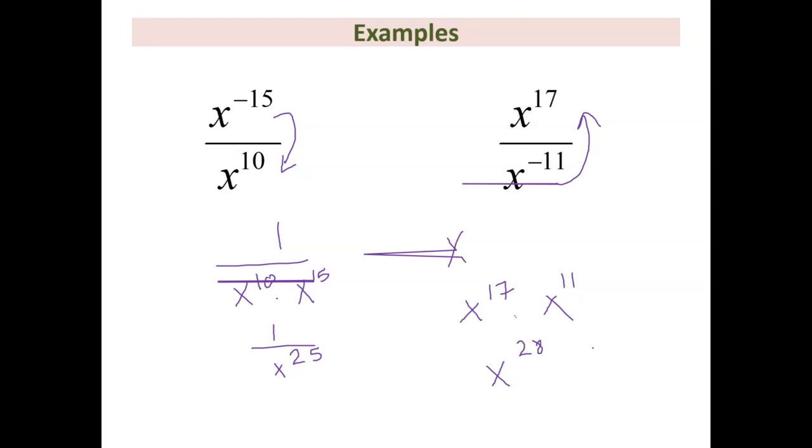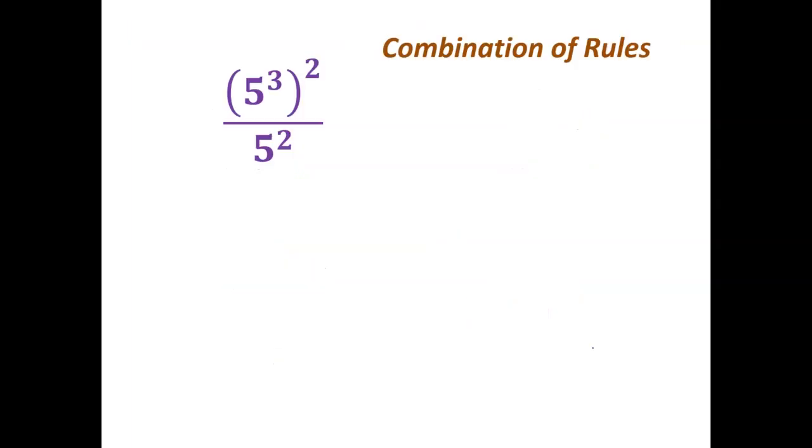Now I will move on to the combination of rules where we will apply more than one rule. Here's our first example. 5 to the power 3 to the power 2. So the first thing I will do is remove this parenthesis by multiplying power and power. That will give me 5 to the power 6 over 5 to the power 2.